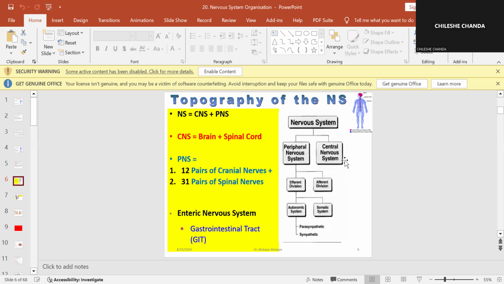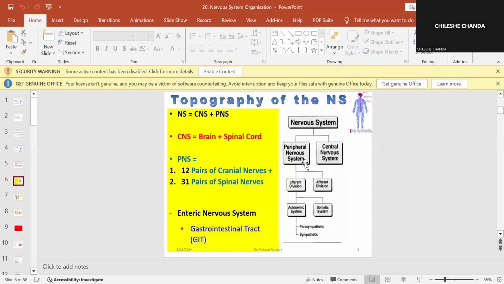The central nervous system, we said, comprises the brain and spinal cord. And then we have the peripheral nervous system, which comprises all the other nerves that are outside the central nervous system. So, for example, the cranial nerves that move from the brain to provide for the face and neck, as well as the vagus nerve, which is a cranial nerve but provides for the viscera, the visceral organs. Those form the peripheral nervous system.